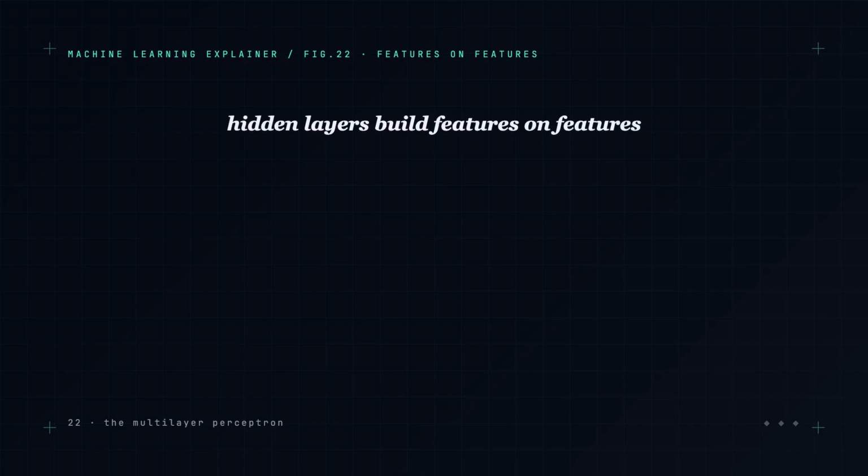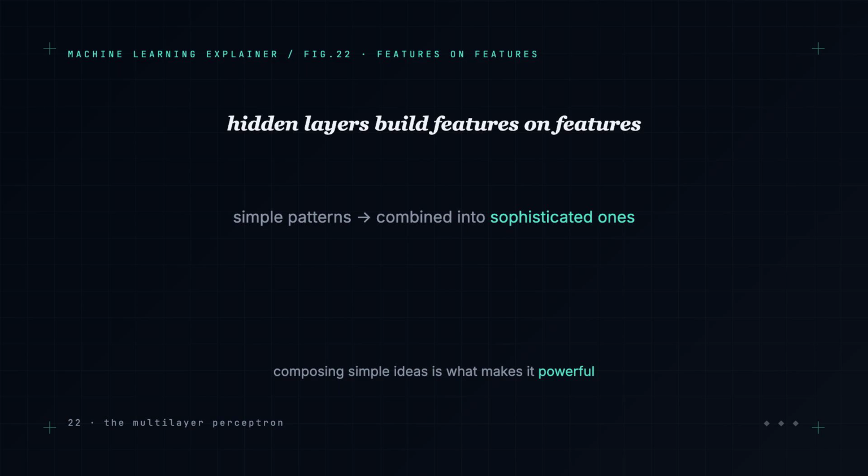Why the hidden layers? Because they let the network build features on top of features. The first hidden layer learns simple patterns from the raw input. The next combines those into more complex ones. Layer by layer, the network composes simple ideas into sophisticated ones, which is exactly what makes it powerful.